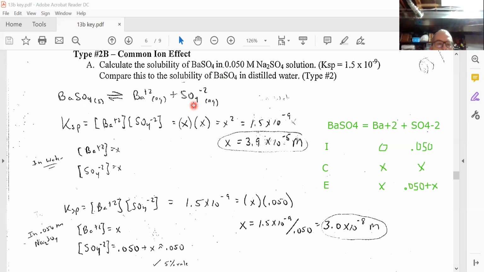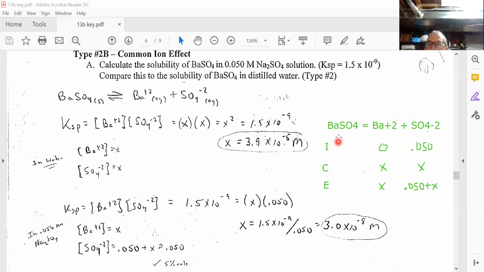I have the same Ksp expression. Ksp equals Ba+2 times SO4-2. What I'm going to do is just look at this reaction using an ICE box. So you got a muscle strain or sore muscles, or you got swelling, or you have an equilibrium problem. When in doubt, ice it out. And we're going to go to the ICE box right here just to get a guide for what to do here.